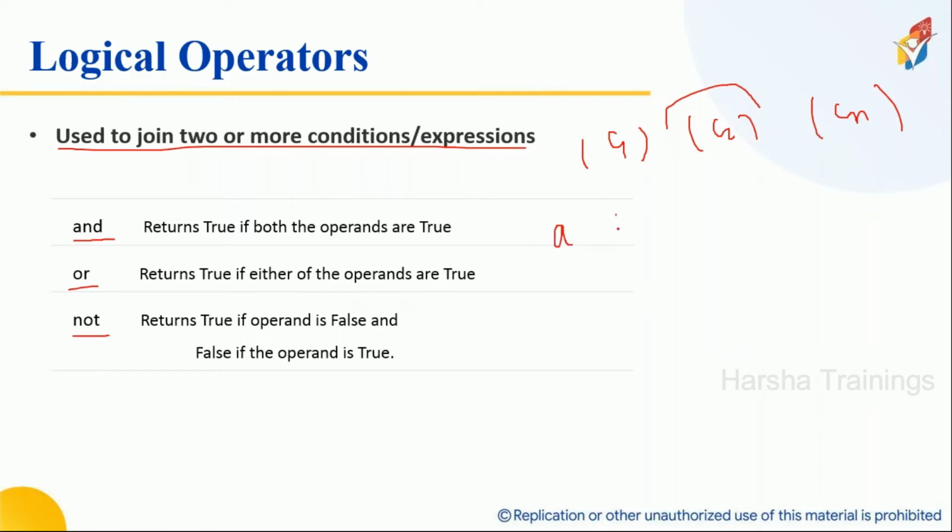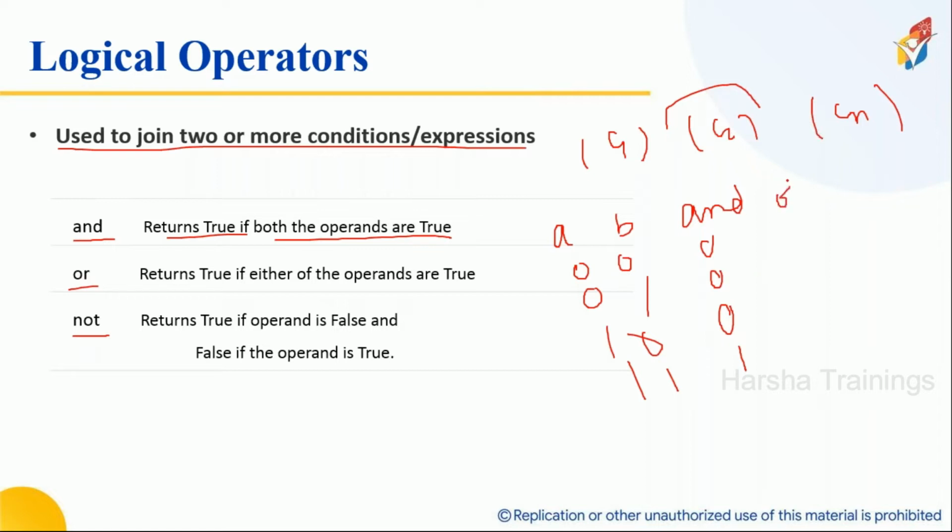For example, if I take A and B as operands, with two operands I will get four options: 0 0, 0 1, 1 0, and 1 1. If I take three operands, I will get 2 cube equal to 8 combinations. Now, AND operation will be true when both are true. That's it. In all remaining cases, it will be false. It returns true if both the operands are true. If any one is false, the result is false.